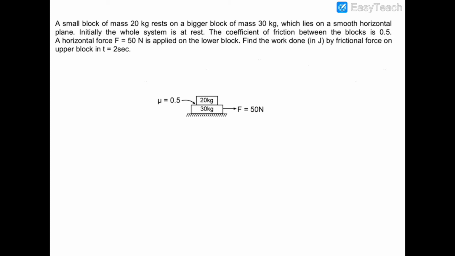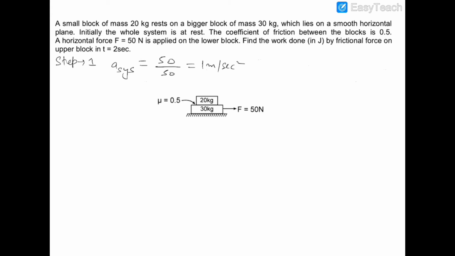So to find out the magnitude of the friction force, we need to verify whether they will slip on each other or they will move together. And for that, as we have already studied in friction, we need to assume them as a system. So assuming them as a system, the acceleration of the system will be 50, which is the external force, upon 50, which is the total mass of the system. So this is equal to 1 meter per second square.